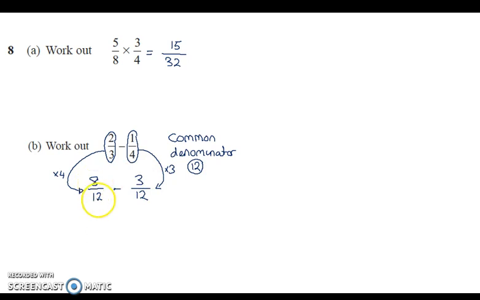Now I've got 8 twelfths minus 3 twelfths. I've got the same number on the bottom, so I can do that calculation now. How many twelfths will I end up with if I start with 8 and I take away 3 of them? I'd end up with 5 twelfths. And that would be my final answer.